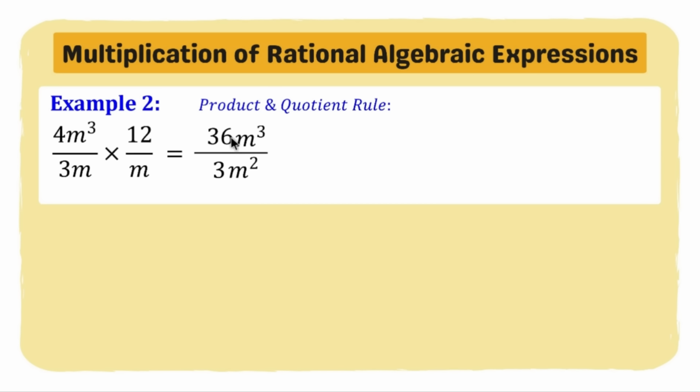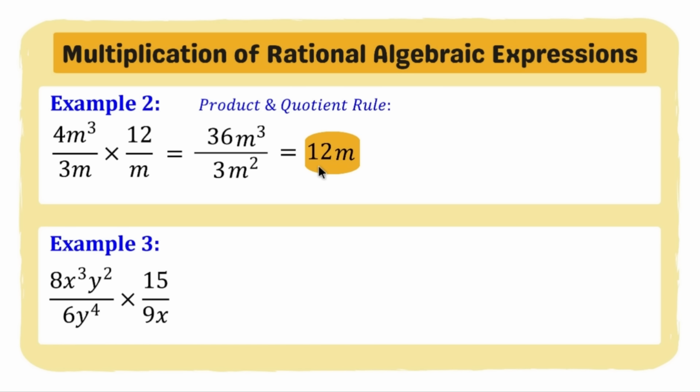Alright, and then we can now simplify or we can divide kung divisible naman siya. 36 divided by 3 is just 12. And then we have here the m, yung ating exponent is 3 sa taas and then 2 sa baba, we just subtract. 3 minus 2, we will get 1. So we have here m raised to 1 or our final answer is 12m. Okay?